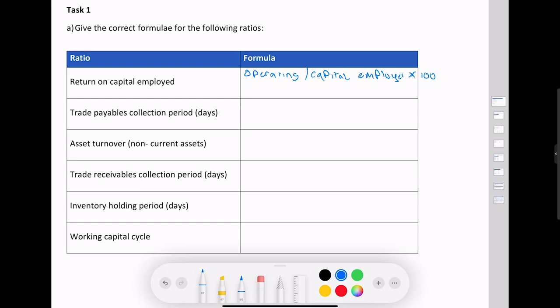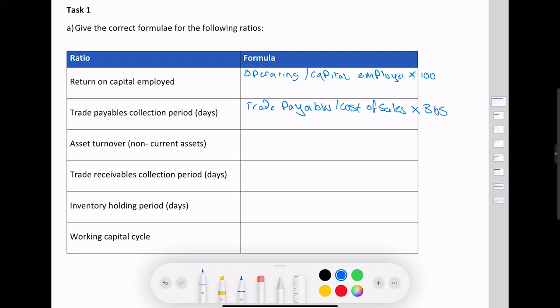So the next one on our list is our trade payables collection period. And to calculate that, it would be our trade payables over the cost of sales multiplied by 365. Let's get that in. So effectively, what this one shows is how long, on average, it takes us to pay our suppliers.